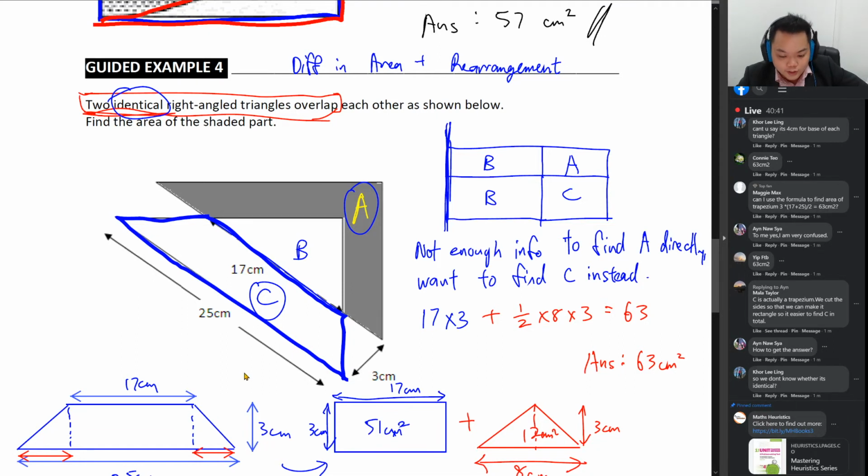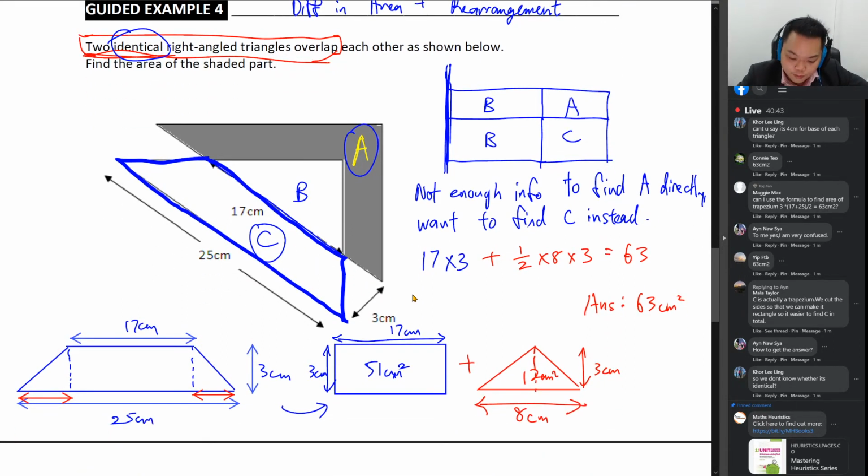We don't know whether it's identical. No, they have to be identical, because the two identical right-angled triangles overlap each other as shown. So we have already proved that the area of A is the same as the area of C. You see that?